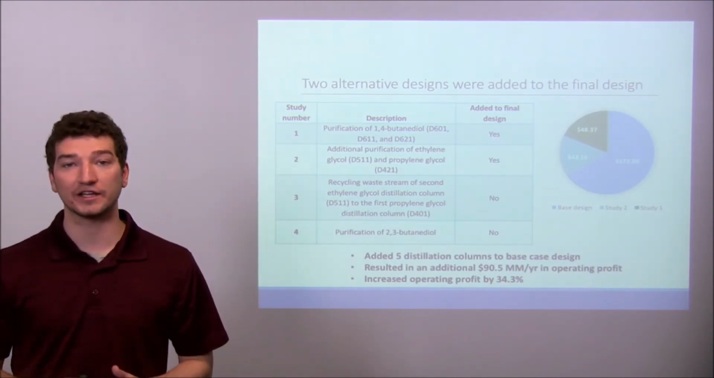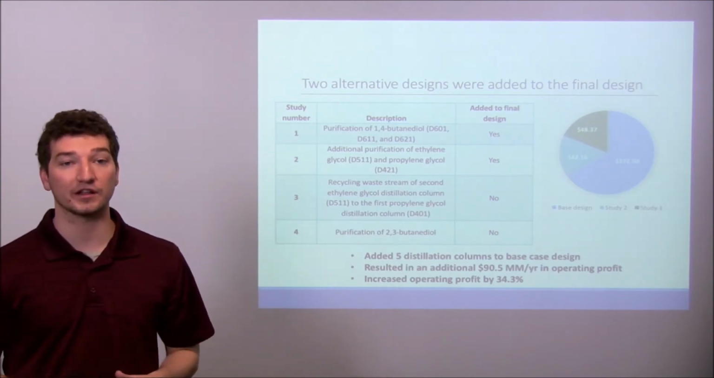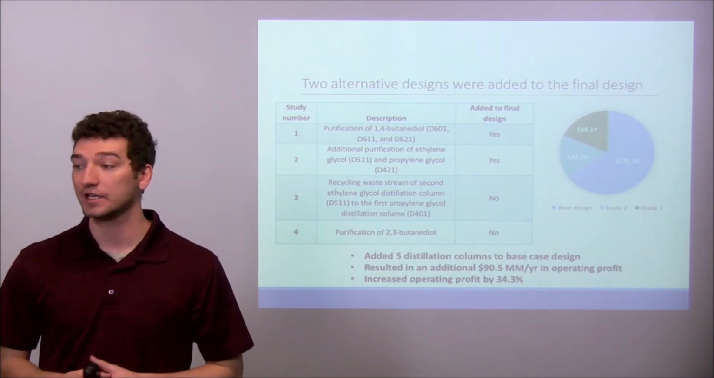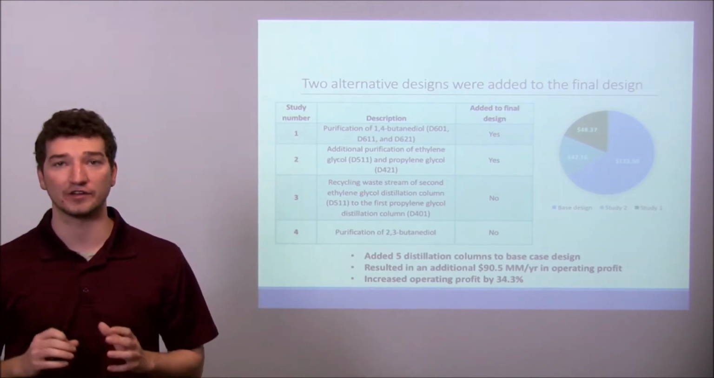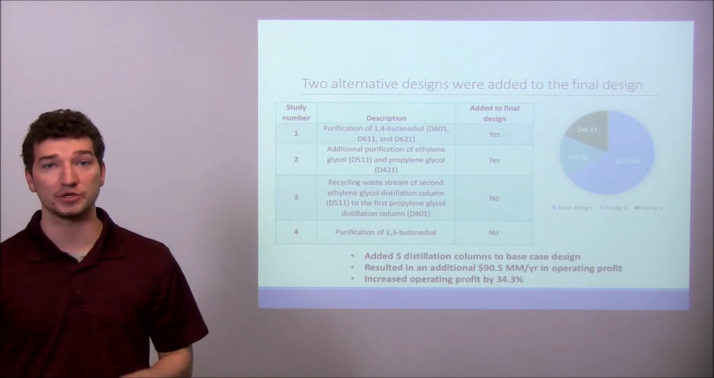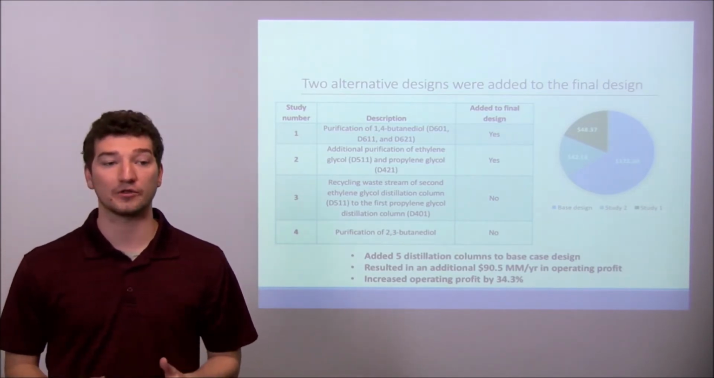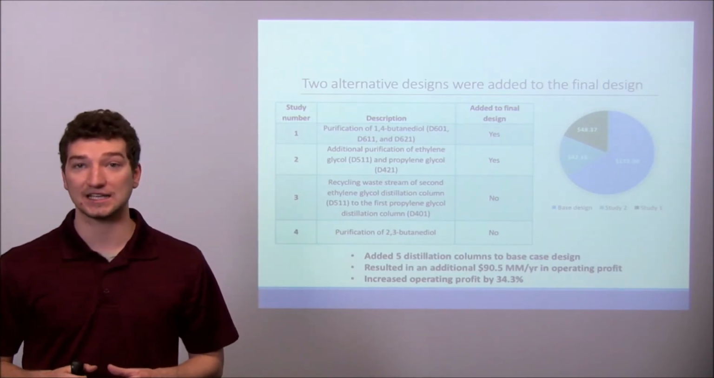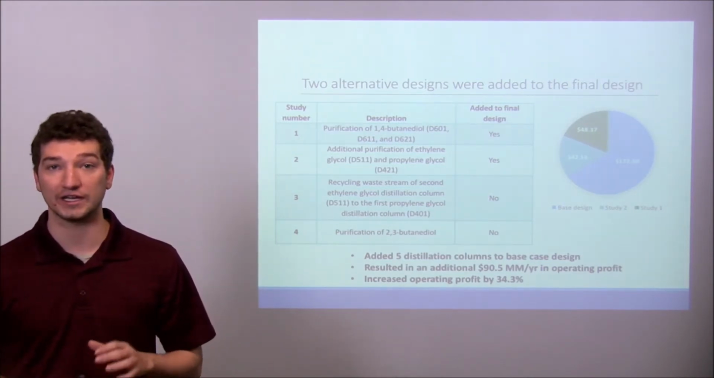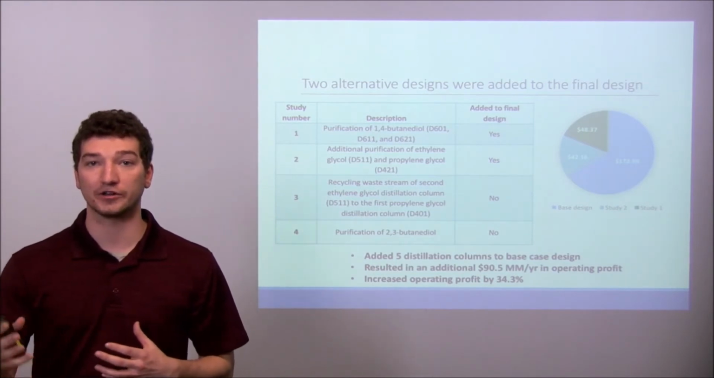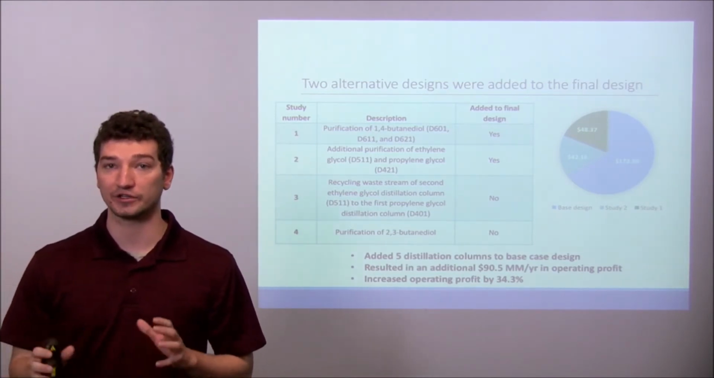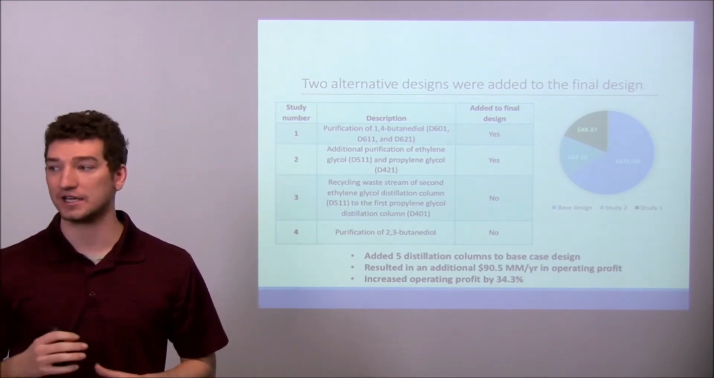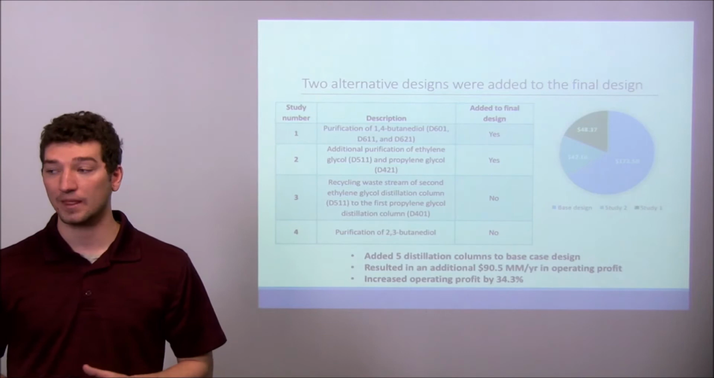Third was recycling a waste stream from the ethylene glycol back to the propylene glycol in order to increase yield. And then lastly was purification of another side product, 2,3-butanediol. And we actually found that 2 of these studies increased the profitability of our process design and thus are incorporated into our design. And you actually heard about those from Brendan earlier today. So these are just outlining those studies and how they increased profitability.